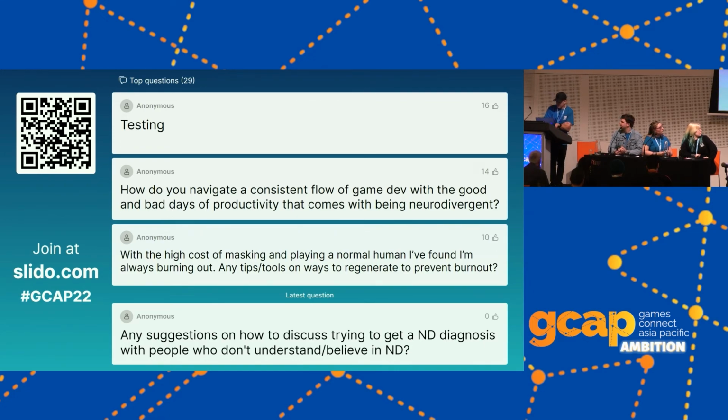And then this latest question is: any suggestions on how to discuss trying to get a neurodiverse diagnosis with people who don't understand or believe in it? Yeah, it's very challenging. Ask them why they don't believe in it, I guess. There might be a start there.